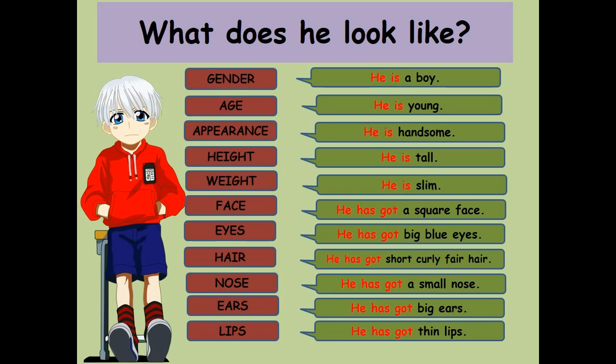Or we can talk about his face, and say, he has got a square face. Or we can talk about his eyes, and say, he has got big blue eyes. We can talk about his hair, and say, he has got short, curly, fair hair. Also, if we talk about his nose, we can say, he has got a small nose. And, if we talk about his ears, we can say, he has got big ears. And finally, if we talk about his lips, we can say, he has got thin lips.